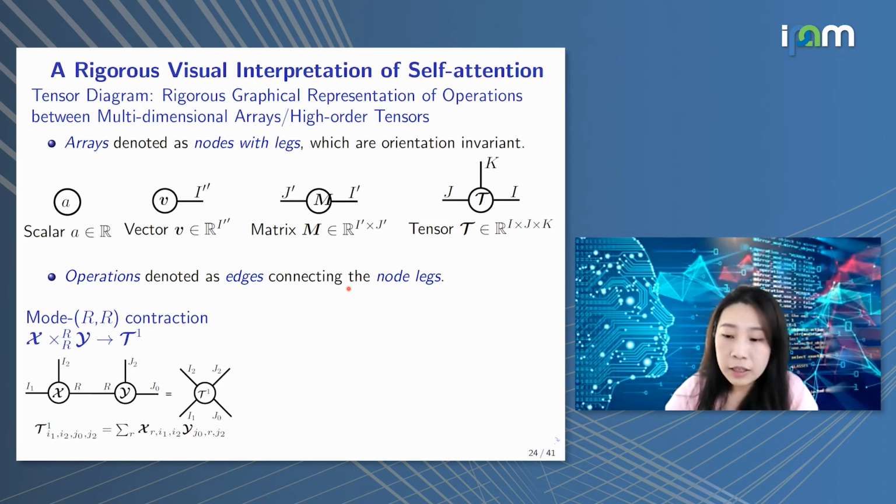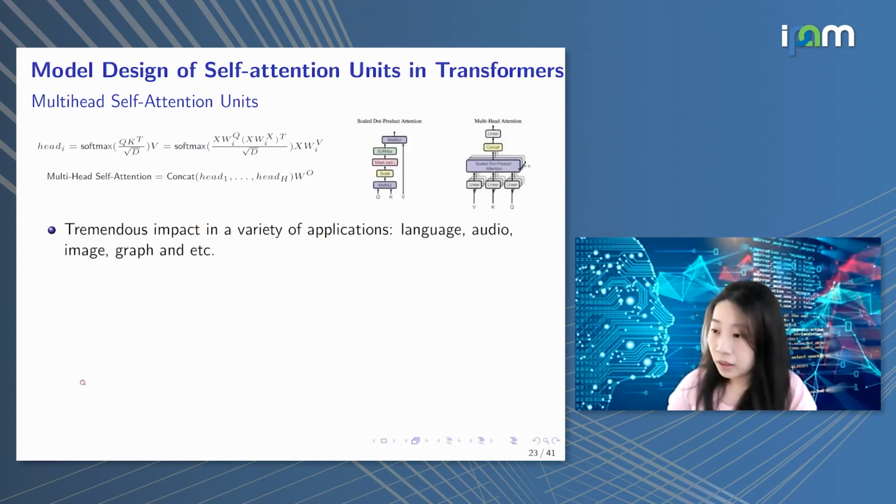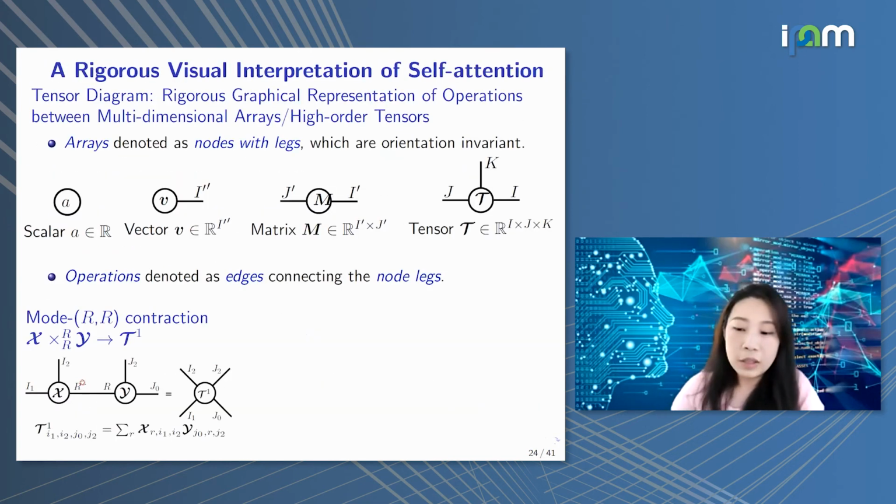Here I'm showing what I, for simplicity, call a mode R contraction. I think this is not a commonly accepted terminology. You have a tensor X, which has 3 legs, so it's a 3rd-order tensor. You have another 3rd-order tensor, and you want to do a contraction between the mode R here and the mode R here. Doing the contraction is simply connecting the 2 legs with an edge. Then the result becomes really simple: you can just merge these 2 nodes and delete the edge that has already been contracted out.